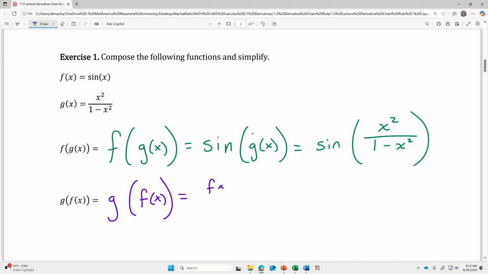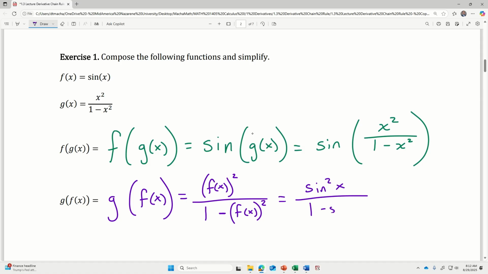So this is going to be f of x squared divided by 1 minus f of x squared. Everywhere I see an x in my original g function, I now have to replace it with f of x. And then Hudson is right. This is going to be sine squared x divided by 1 minus sine squared x. Is there any way I can simplify this any further?